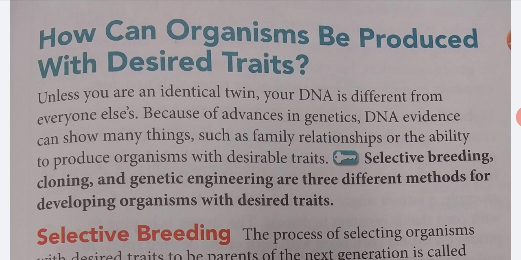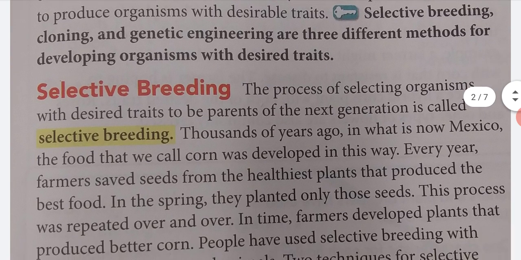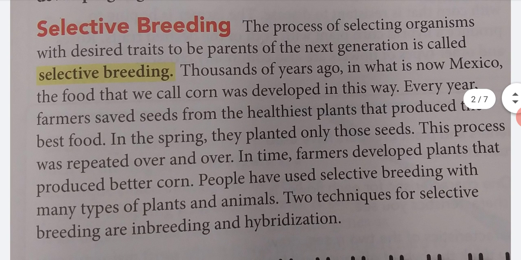How can organisms be produced with a desired trait? Unless you're an identical twin, your DNA is different from everyone else's. Because of advances in genetics, DNA evidence can show many things, such as family relationships or the ability to produce organisms with desirable traits. Selective breeding, cloning, and genetic engineering are three different methods for developing organisms with desired traits.